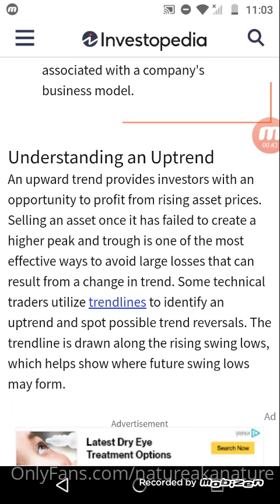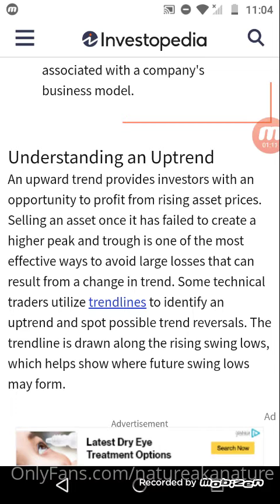Selling an asset once it has failed to create a higher peak. So remember, higher highs and higher lows. And a drop is one of the most effective ways to avoid larger losses that can result from a change in direction. So you want to sell. The best way to understand a sell is to sell at the highest peak. We're going to talk about selling and downtrending soon, and when a drop is effective.